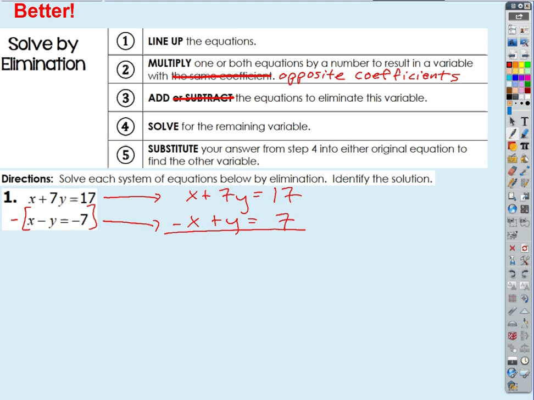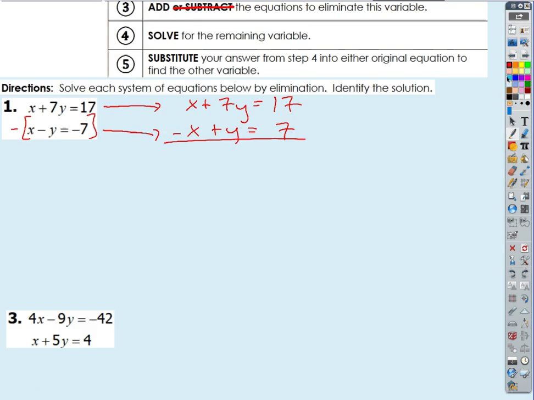Step 3 is we're going to add the equations to eliminate the variable, okay? So when we add these up, look what happens. The x's go away. That's why we call this elimination, because now we just eliminated x from the mix, right? And we end up with what? What's 7y plus y? 8y. 17 plus 7, 24. How many variables are we dealing with? 1. It's easy. What's the only thing I have to do to get the y by itself? Divide by 8, and what's 24 divided by 8? 3. Okay? So y equals 3.